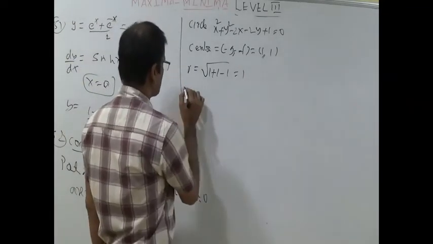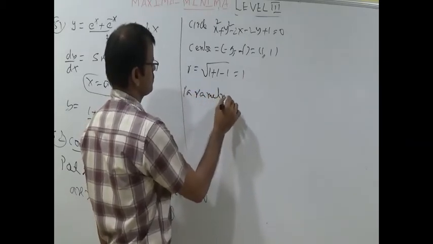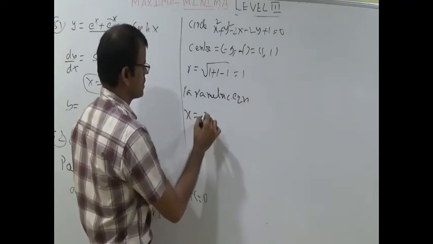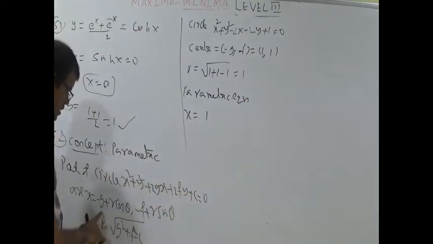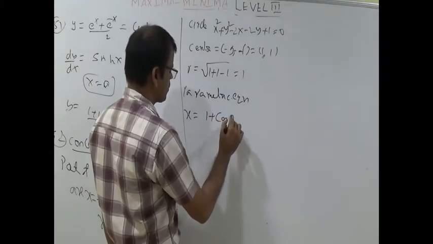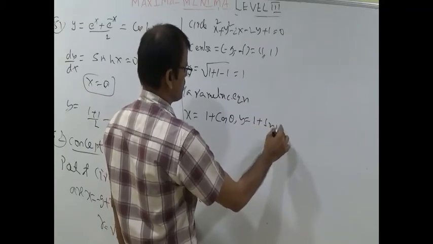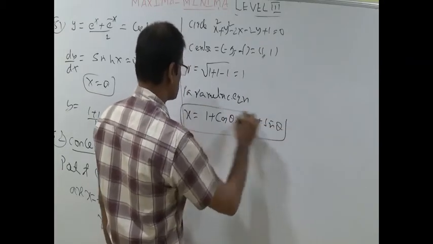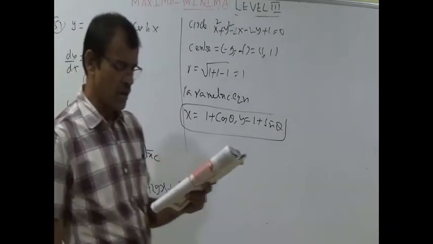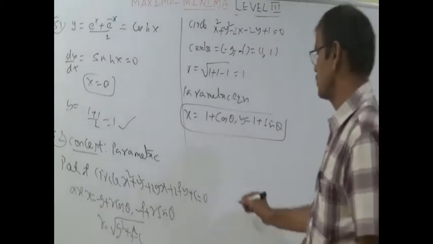So I am writing the parametric equation. X is equal to h, that is minus g, plus r cos theta. So 1 plus 1 cos theta, you can write here 1 plus cos theta. Comma, y is equal to 1 plus sin theta. The parametric points of the circle are 1 plus cos theta and 1 plus sin theta. Now using these parametric points, find the max and min value of 4x plus 3y.